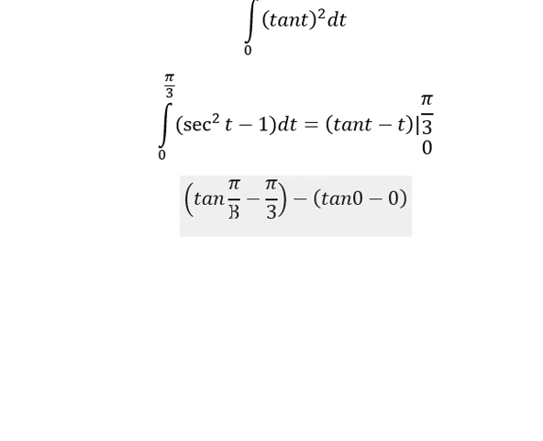So tan π over 3, that's the square root of number 3, minus π over 3. And this is the final answer.